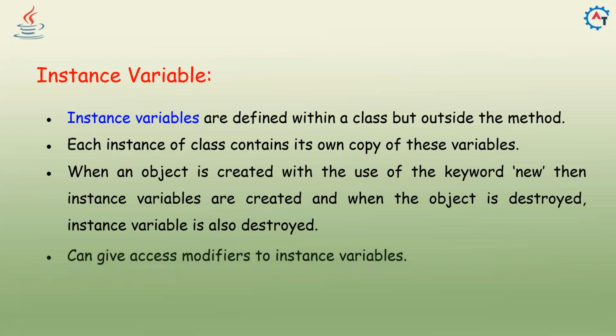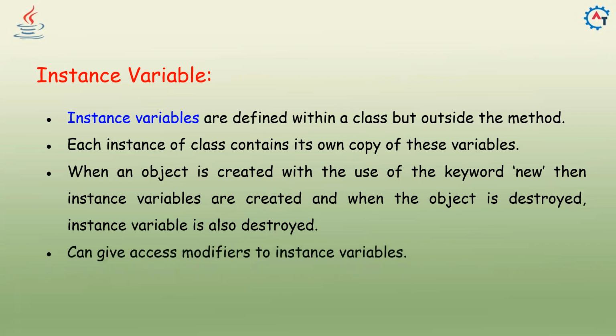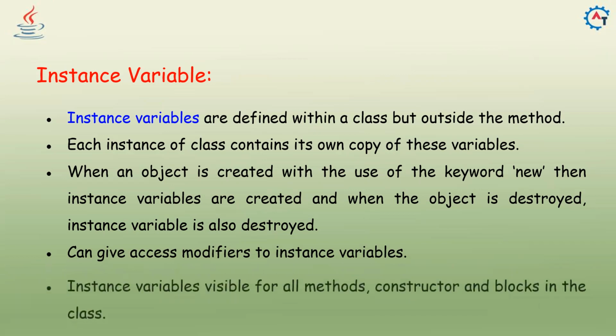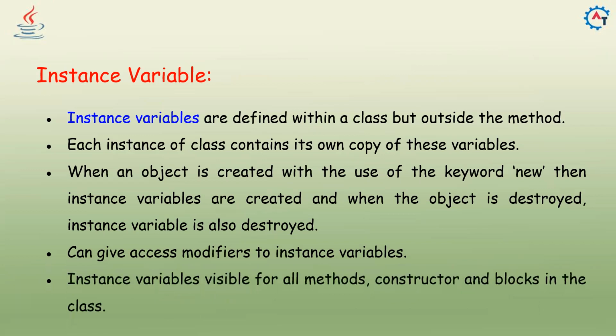Okay, so we can give access modifiers to instance variables. In our previous video on local variables, we discussed that access modifiers are not possible for local variables, but here you can provide access modifiers. Instance variables are visible for all methods, constructors and blocks in the class. Okay, this is not restricted to anything. If you create it at the class level, it can be used inside the methods, constructors, blocks, everything.